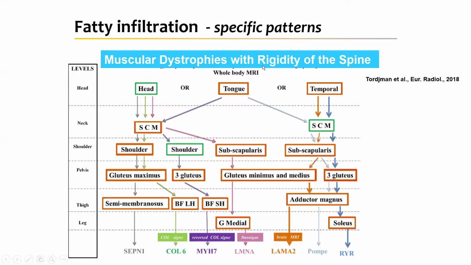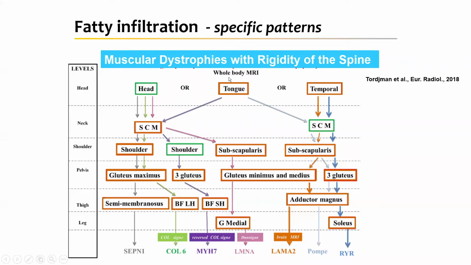Again, in the clinical condition of spine rigidity, you can look, if the tongue is involved, which is quite rare, particularly in this condition, then you're left basically with two options. If you follow this one, you will see that you end up with Pompe disease.